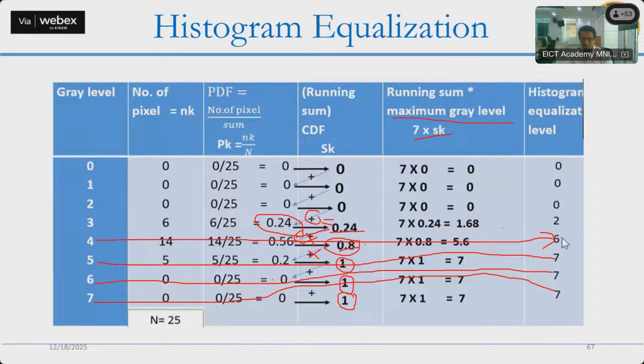So are you with me? Is it becoming too heavy today? Solving the problem? Is it becoming too heavy, Sojan? Has it become difficult?